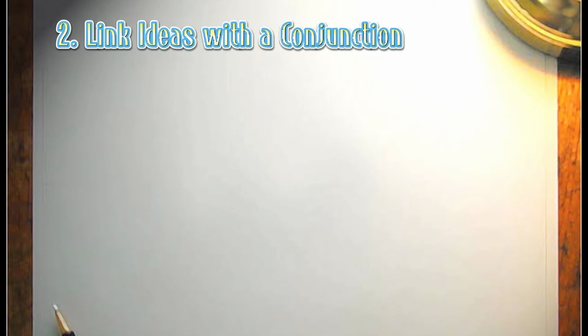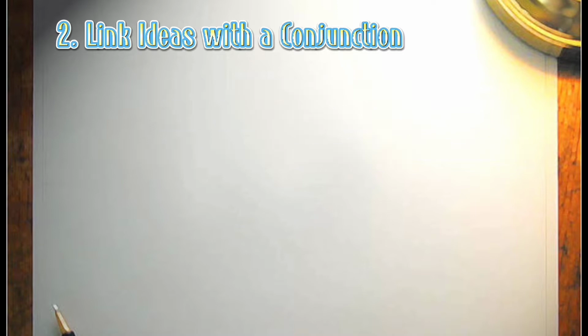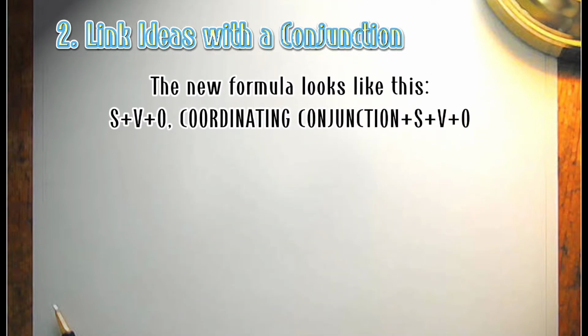Second, link ideas with a conjunction. Sometimes, you want to link two ideas with a second subject plus verb plus object combination. When you do, you need a coordinating conjunction. So, the new formula looks like this: subject plus verb plus object, comma, coordinating conjunction, plus subject plus verb plus object.